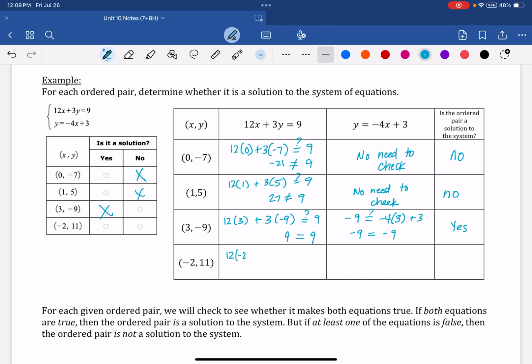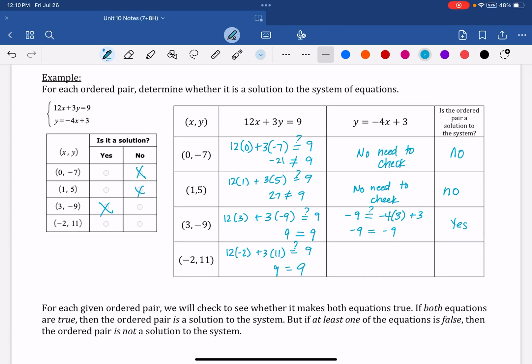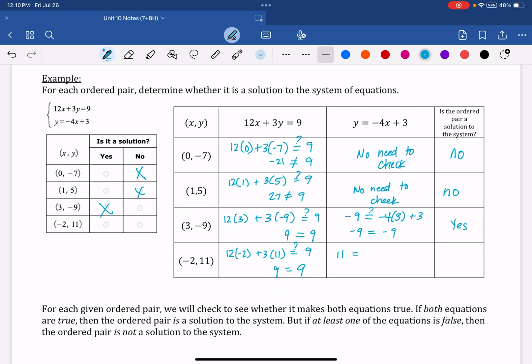And 12 times negative 2 plus 3 times 11, does that equal 9? Yes. And here, this one, 11 equals negative 4 times negative 2 plus 3. So, yep, 11 does equal 11. So, yes, that is a solution. Okay, so again, it has to be true in both equations. So for each given ordered pair, we will check to see whether it makes both equations true. If both equations are true, then the ordered pair is a solution to the system. But if at least one is not true, then it is not a solution.